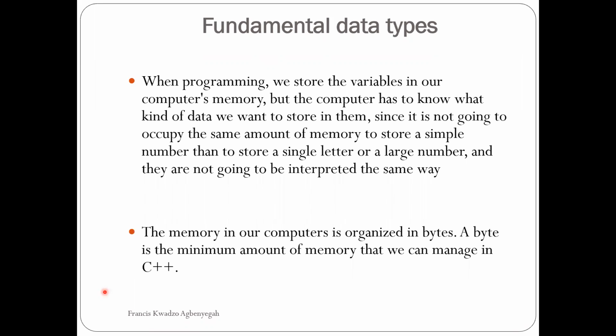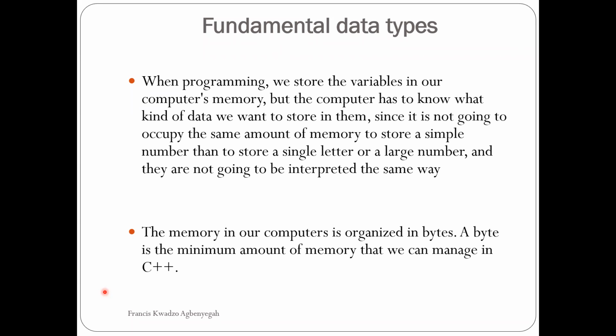So when programming, we store variables in our computer memory, but the computer has to know what kind of data we want to store in them. It is not going to occupy the same amount of memory to store a simple number as to store a single character or a large number. And they are not going to be interpreted the same way.